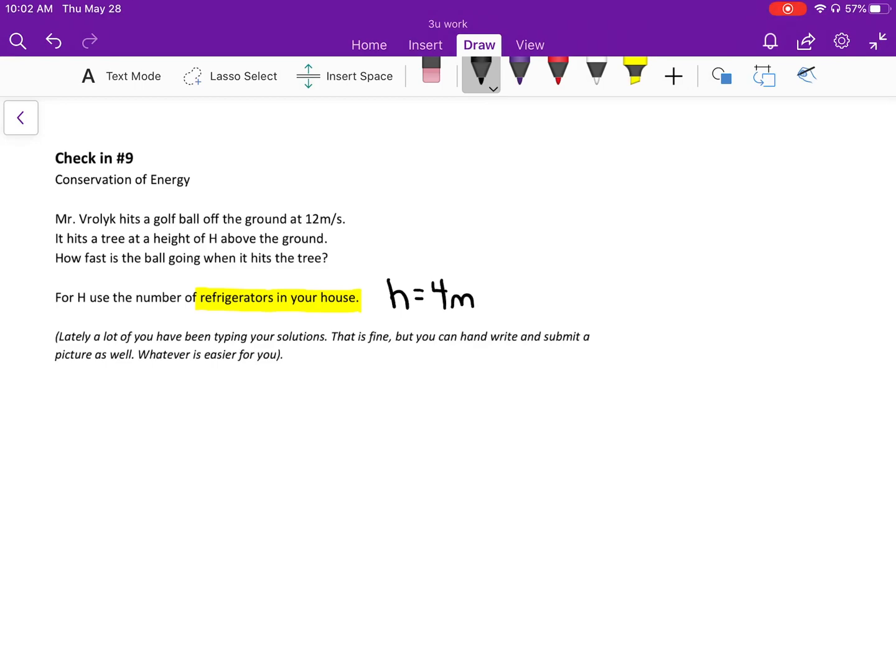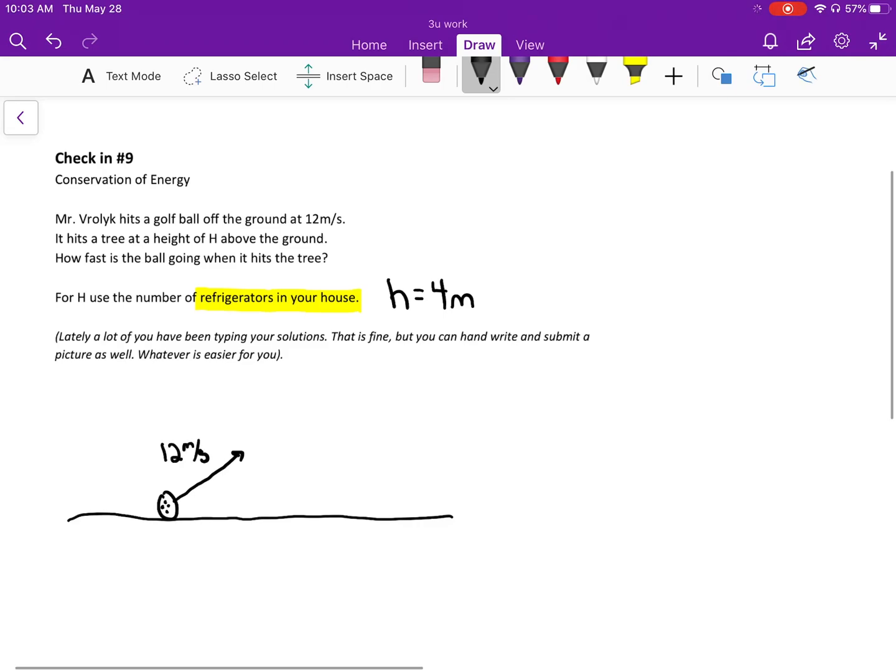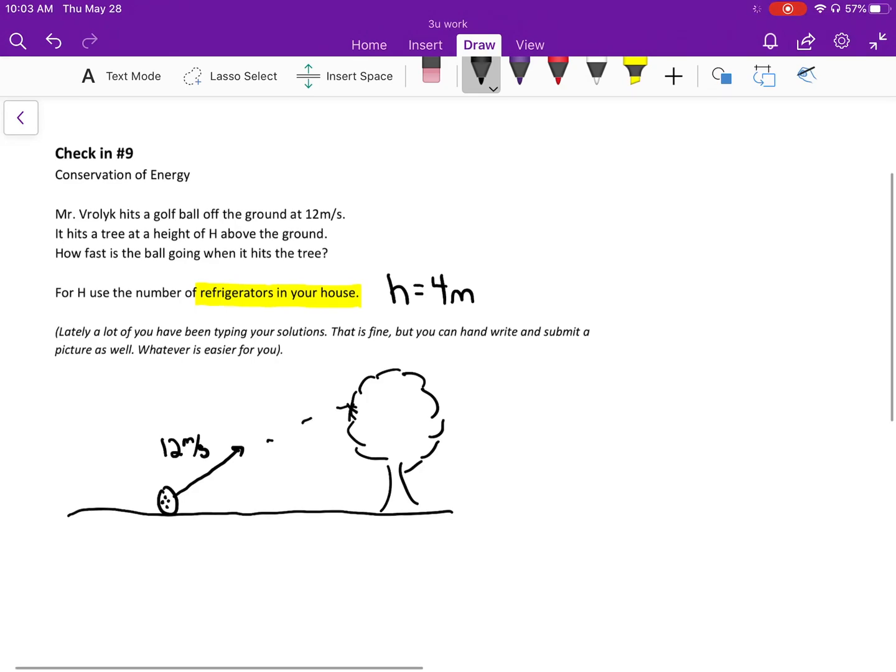Doodling a picture may help figure out why some people got this wrong. We've got level ground, pretend that's level. On the ground, we've got our golf ball. It gets struck and leaves the ground at 12 meters per second. So it starts off down low, moving at 12. Later on, it hits a tree. There's my tree. I don't know how fast it's going when it hits the tree, but I know that it's 4 meters above the ground.